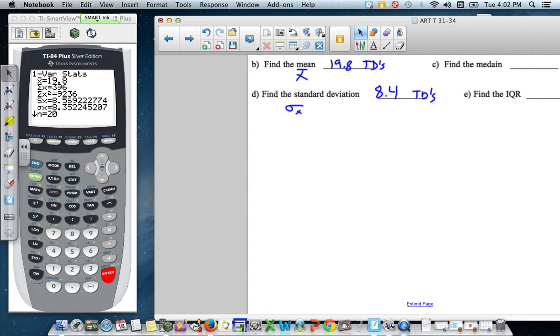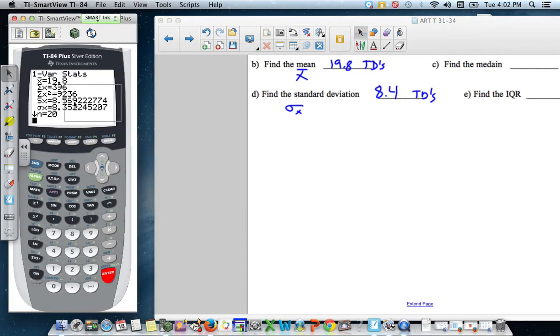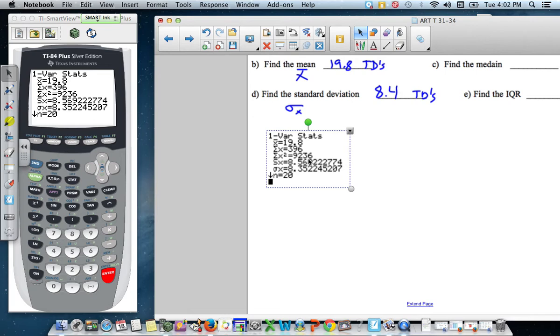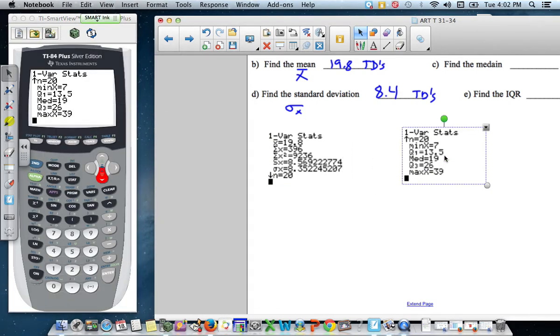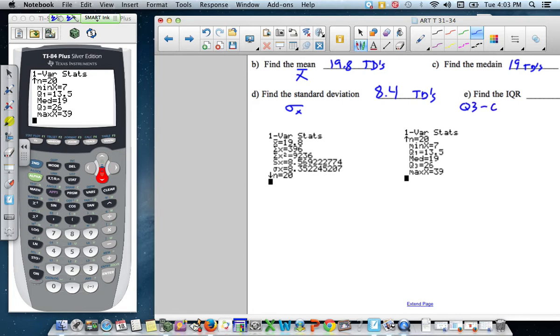Now to get the other information, I'm actually going to drag this over so we can remember that. And if I hit down, I'll see all the other information I need. So I can see here that my median is 19 touchdowns. That's the middle number. And my interquartile range is Q3 minus Q1. So that would be 26 minus 13.5, which is 12.5 touchdowns.